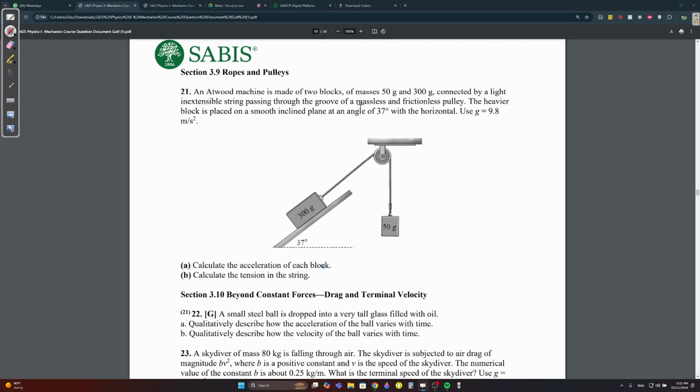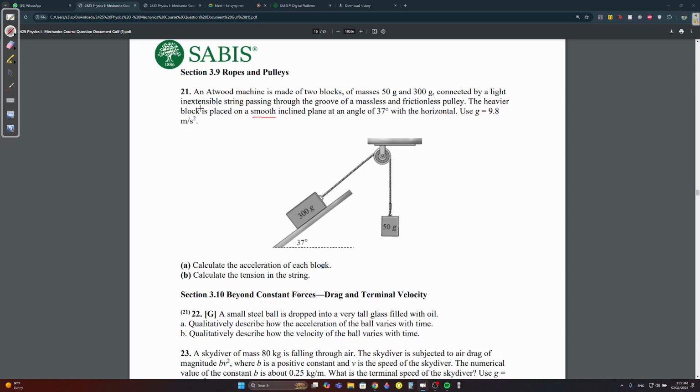You have an Atwood machine made of two blocks of masses 50 grams and 300 grams connected by a light inextensible string, passing through the groove of a massless and frictionless pulley. The heavier block is placed on the smooth inclined plane at an angle of 37 degrees with the horizontal, g equals 9.8. Since they mention that it's a smooth inclined plane and didn't give us any coefficient of friction, you're going to assume that there's no friction.